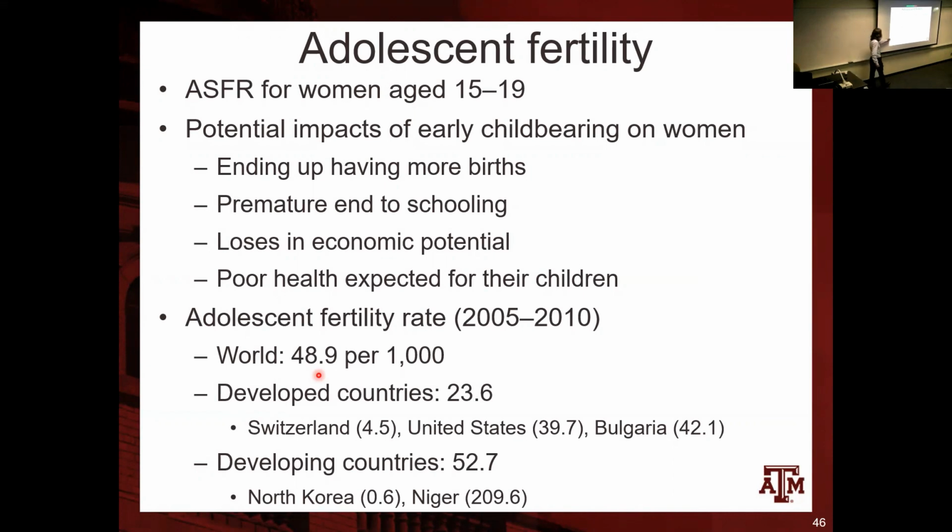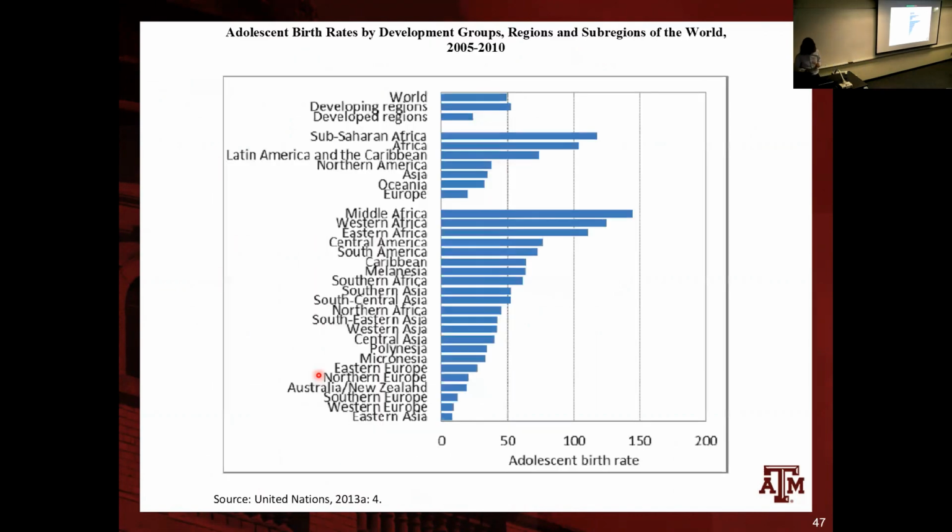But between developed countries, there is a lot of variation. 4.5 in Switzerland, 39.7 in the US, 42.1 in Bulgaria. In developing countries, North Korea, only 0.6, and Niger, 209 births for every 1,000 women between the ages of 15 and 19, right? So this shows there is a lot of variation in terms of adolescent fertility.